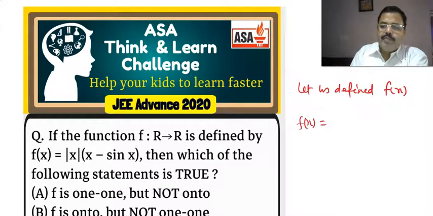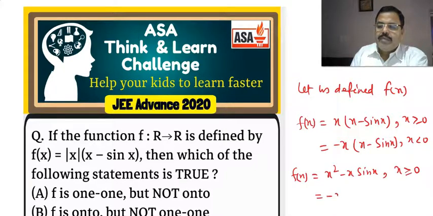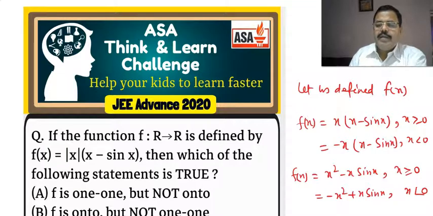Mod of x is x, positive, so f(x) = x(x - sin x) when x is greater than or equal to 0, and mod x is -x, so f(x) = -x(x - sin x) when x is less than 0. In fact this function can be rewritten as x² - x sin x when x is greater than 0, and -x² + x sin x when x is less than 0. Now we have to find the derivative of the function.